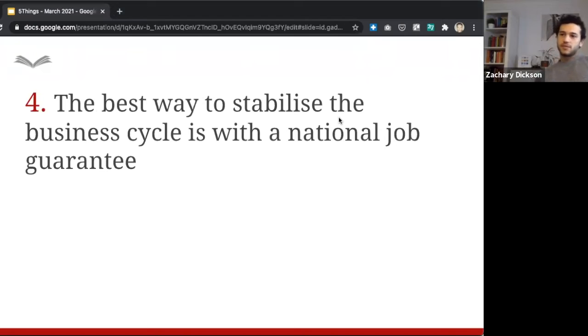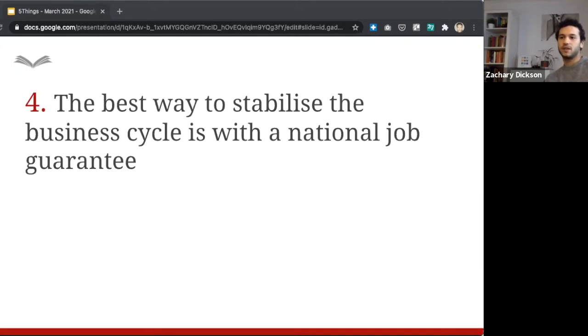So Kelton argues that the best way to stabilize the business cycle is with a national jobs guarantee. I really love this idea. When we think about what the minimum wage is right now, and she makes this point explicitly, the minimum wage is, I'm not sure what it is in the UK, I haven't lived here that long, but it's what, 10 pounds or 9 pounds or something. The actual minimum wage is zero because you're not guaranteed a job in any way. There are millions of people who want to work and are forced out of the labor market due to fiscal or monetary policies.